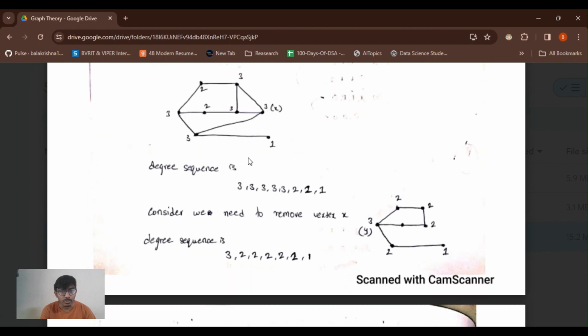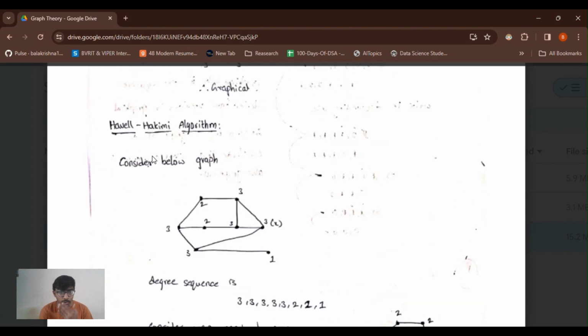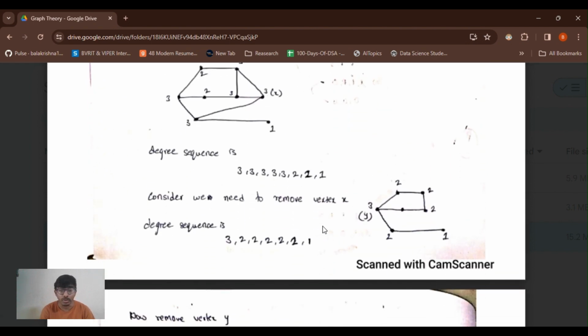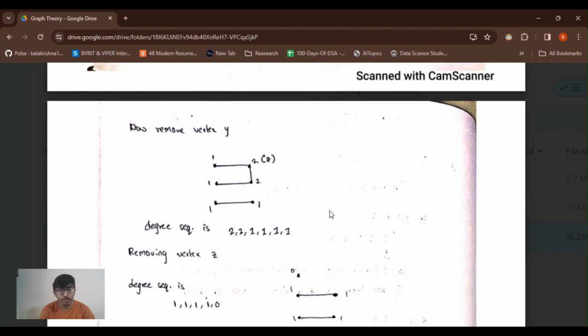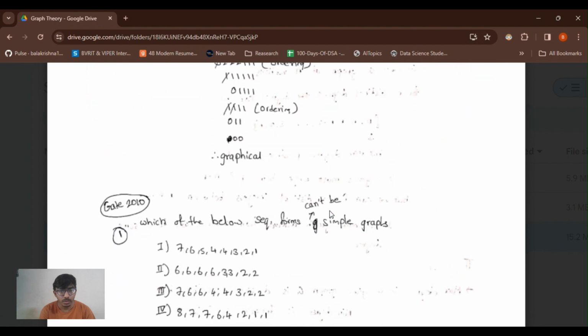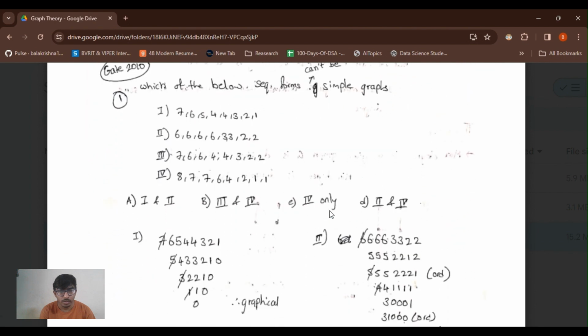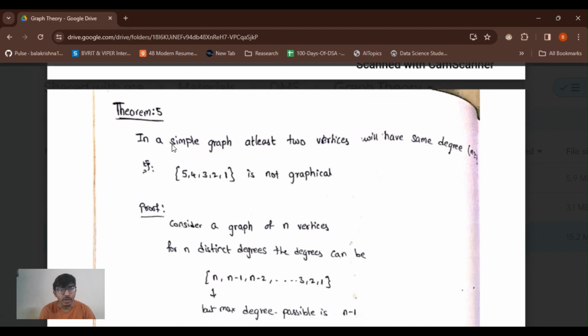Havel-Hakimi algorithm. So this algorithm is used for the degree sequence to find out whether a graph is possible given the degree sequence. Theorem 5. In a simple graph, at least two vertices will have the same degree. Otherwise it is not graphical.